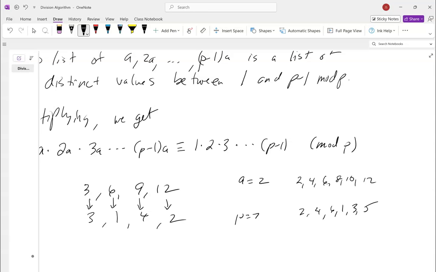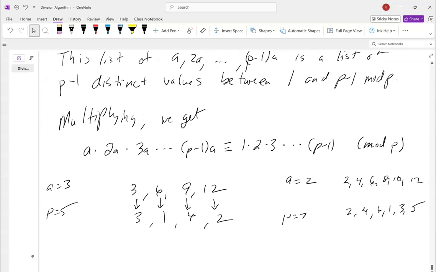That's what we're saying. But notice that my list isn't in order, right? I don't have A is congruent to 1 and 2A is congruent to 2, right? They're mixed up, is what I was trying to say. But if we multiply them all together, we can rearrange them in the order that we want, right? Does that make sense? Okay.